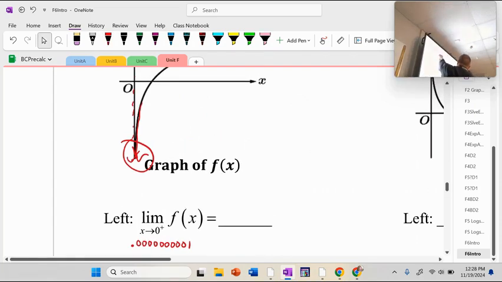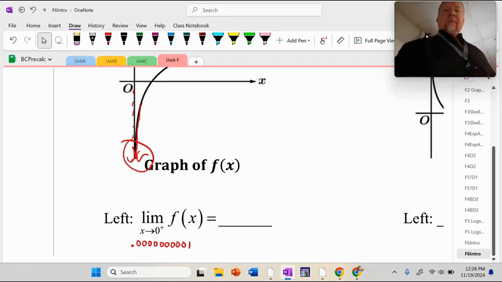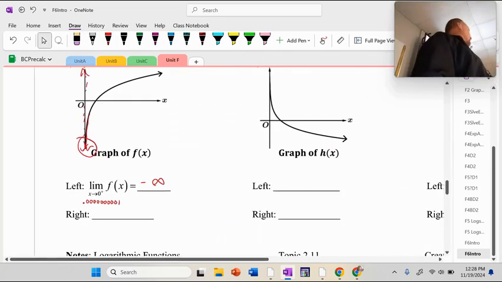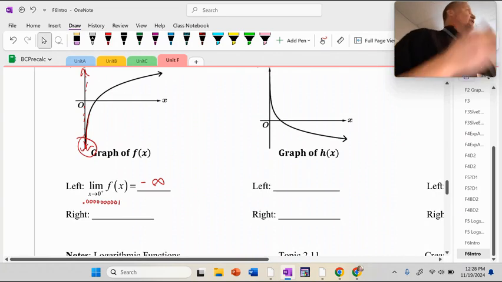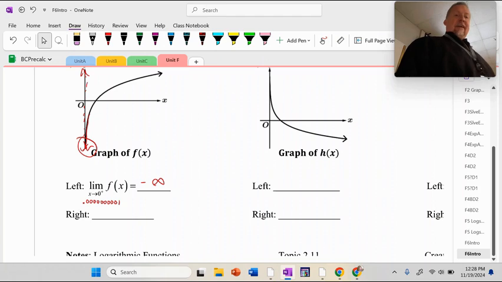0.00000 whatever 1 is, right there, comma. There's my Y finger. Input, say it. What's the answer? Negative infinity. I'm going for 100%. All right, and then what happens when I go to the right?